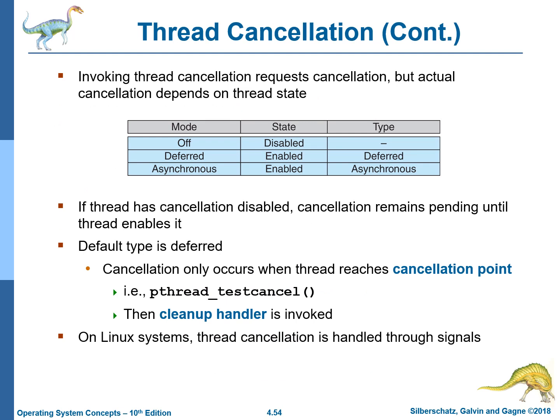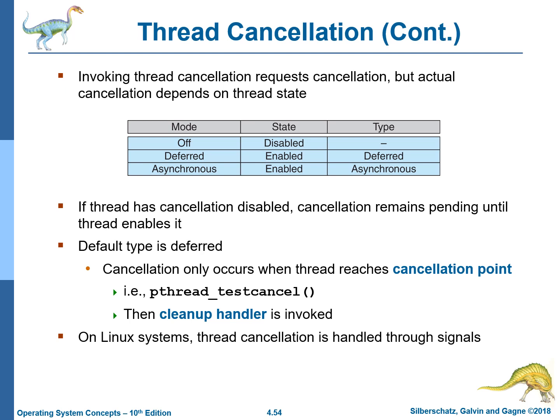Invoking thread cancellation requests cancellation, but actual cancellation depends on thread state. If a thread has cancellation disabled, cancellation remains pending until the thread enables it. The default type is deferred. Cancellation only occurs when the thread reaches a cancellation point, for example, a POSIX thread cancel. Then the cleanup handler is invoked.